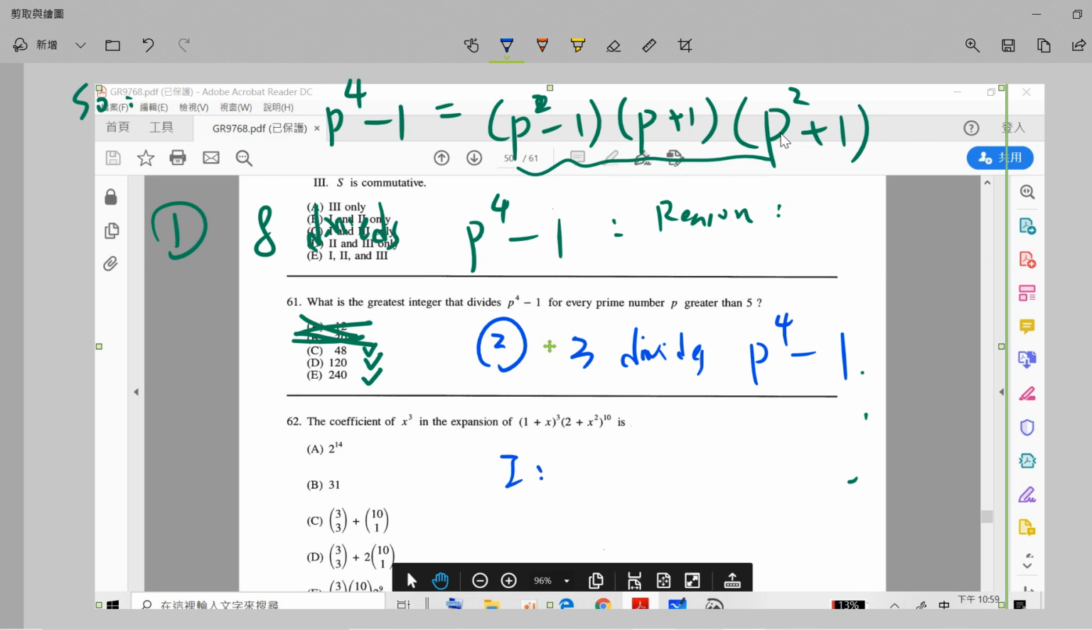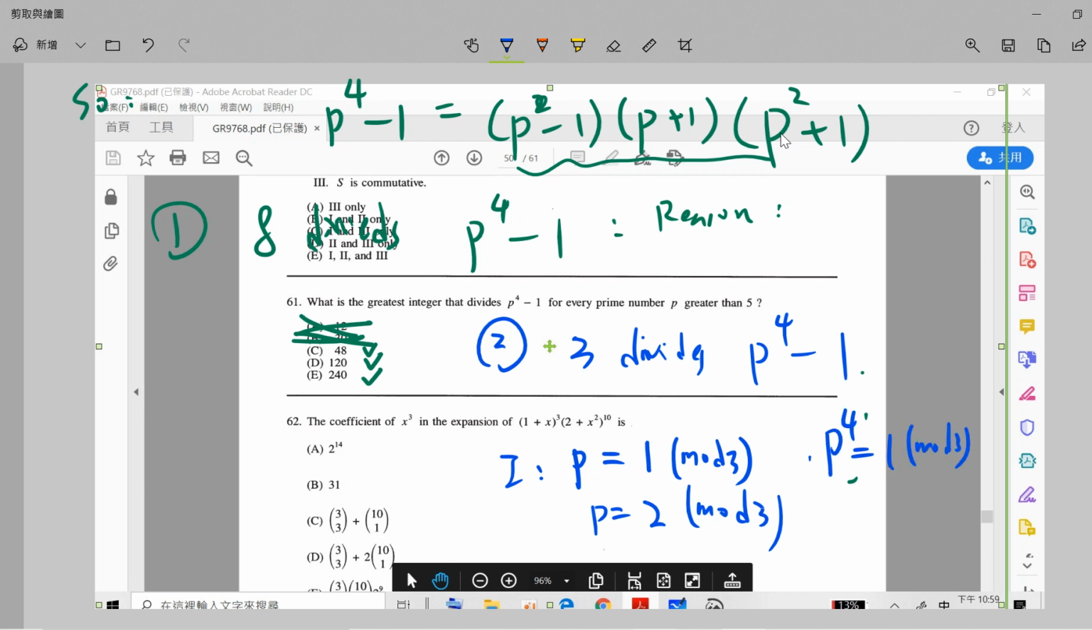The first way is, since every number divided by 3 has only three kinds of remainder, one is 0, one is 1, one is 2, p is either 1 mod 3 or 2 mod 3. So p to the fourth is 1 mod 3, or 16 mod 3, but 16 mod 3 is 1 mod 3. So p to the fourth minus 1 is 0 mod 3, so 3 divides p to the fourth minus 1.